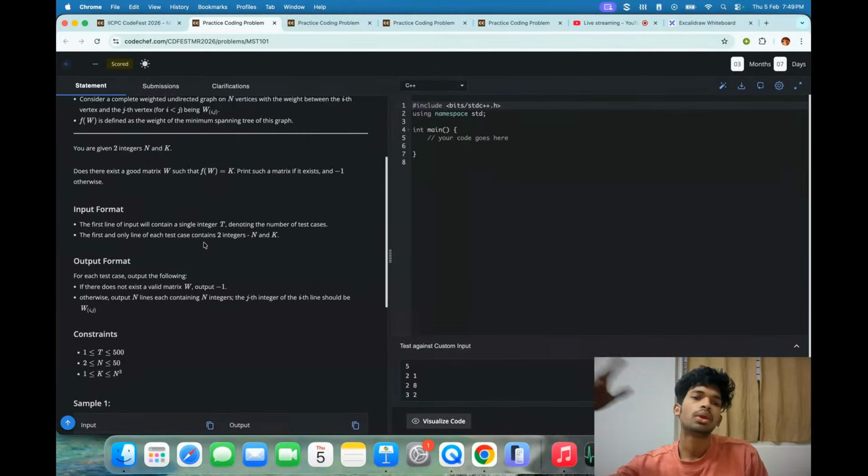What's the minimum value? What's the maximum value you can attain? You can think about those things, and then you can think if everything in between can be attained. What is the maximum minimum spanning tree value that can be attained? This is a complete graph.